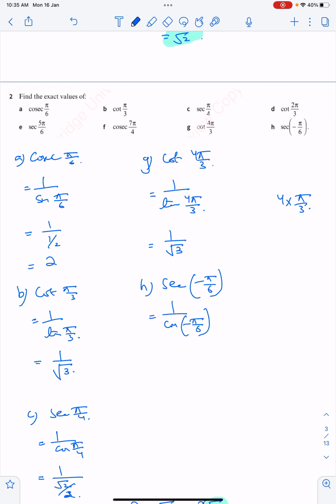Cos of 30 is root 3 upon 2. So 1 divided by root 3 upon 2, which is going to be 2 upon root 3. You can give the answer like this, or better if you rationalize it by doing it this way. So it will be 2 root 3 upon 3. This will be the final answer. Okay, so we are done with this question as well.